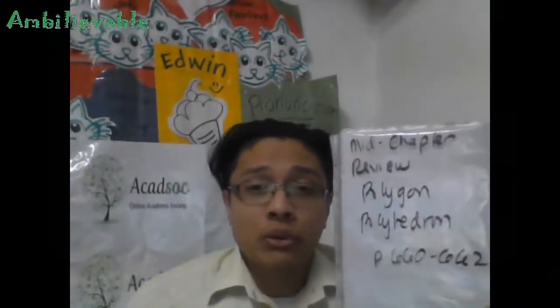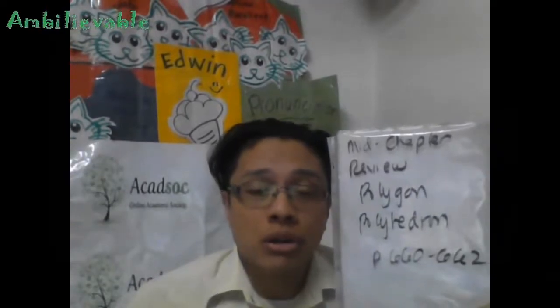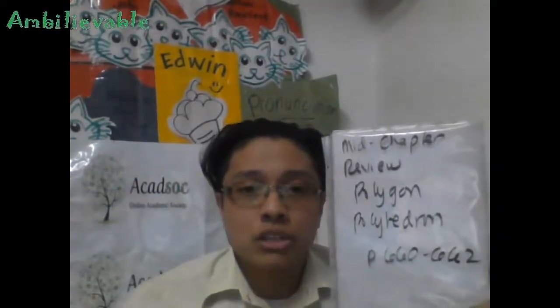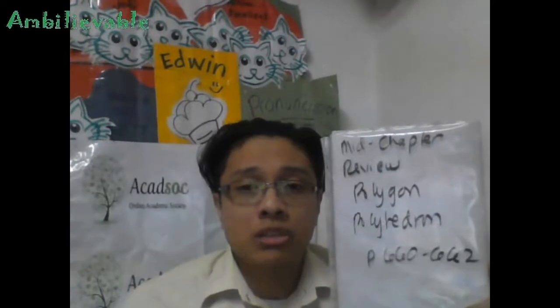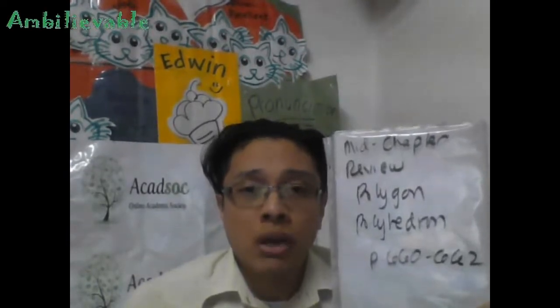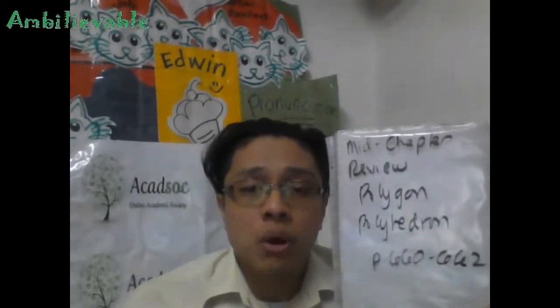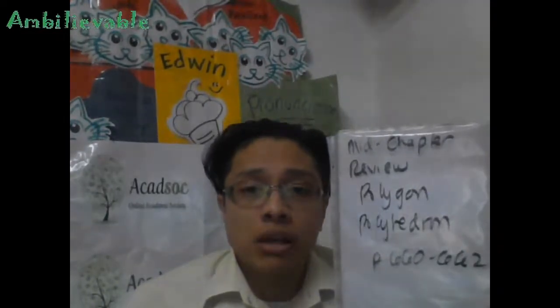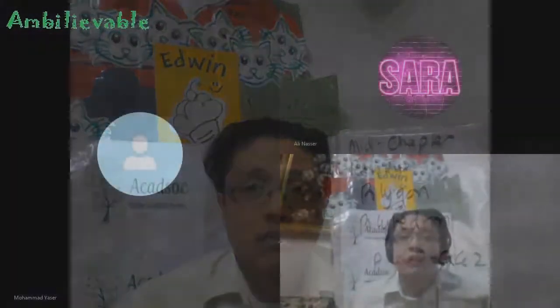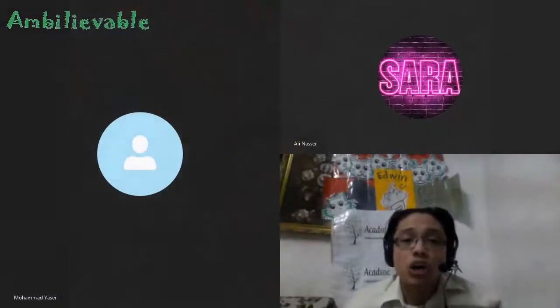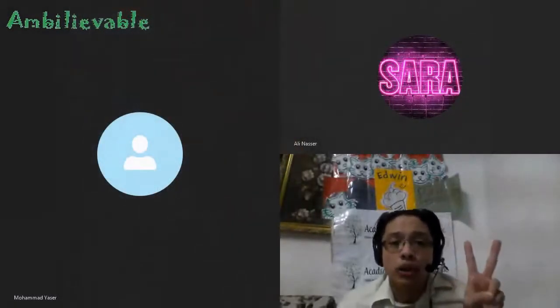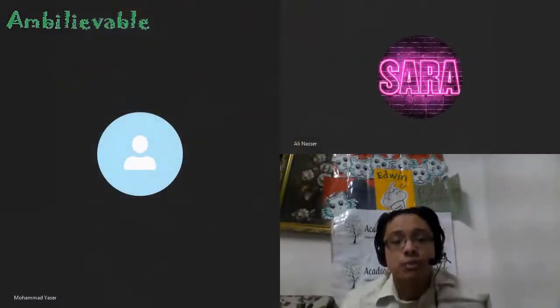Mid-chapter review will tackle the lesson on polygon and polyhedron, pages 660 to 662. I would like you to apply all your understanding about the polygon lesson and the polyhedron lesson, which is the three-dimensional figure. Okay, grade 5, there are two options on how you are going to solve the formative assessment.